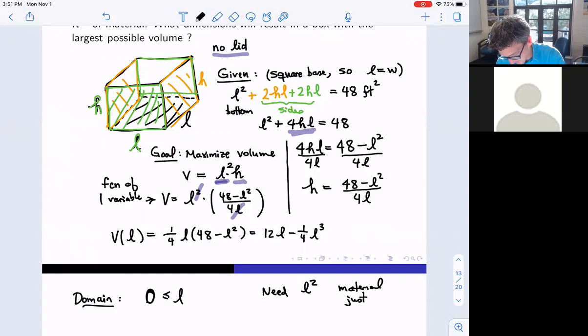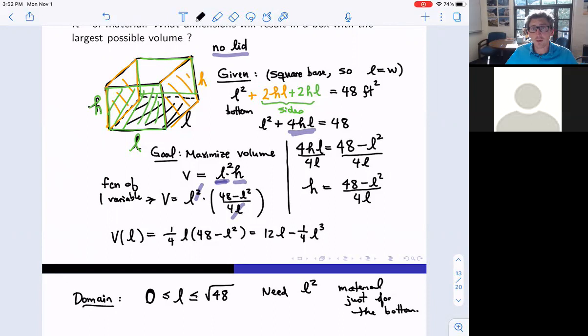And so no matter what, L can't be too big, right? Like L can't be 8, for instance. What if L were 8 feet? Well, then we need 64 square feet just to do the bottom. And so we actually have a restraint on the domain that L can't be any bigger than the square root of 48. But I want to point out to you that we're going to see this really doesn't matter. Because if you think about it, if you made L as big as you could, right?